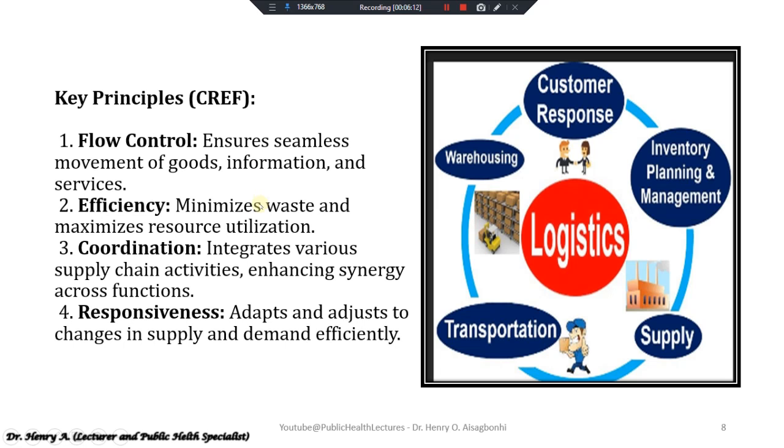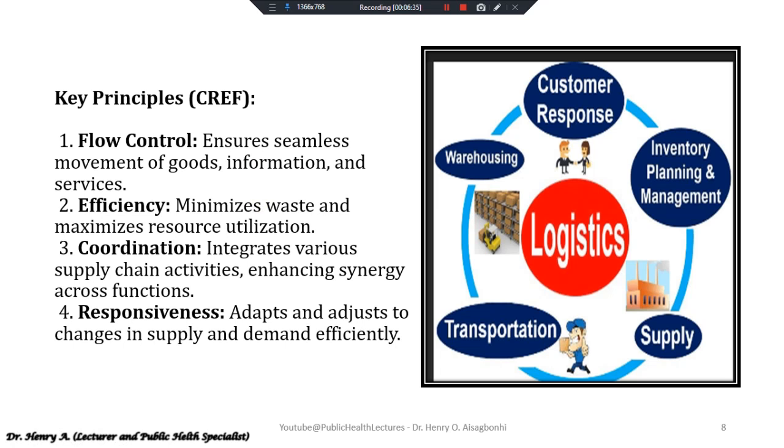So let us see the key principles one by one. You can use a short formula known as CREF so that you can remember them. C for coordination, R for responsiveness, E for efficiency, and F for flow control. Let's begin with flow control.